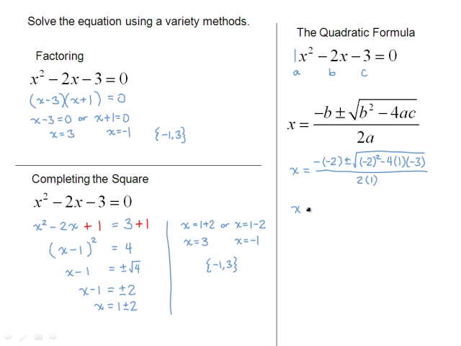Well, when we simplify it, we get negative of -2 would give us 2, plus or minus the square root of, let's see, 2 squared is 4. And then we have -4 times 1 times -3. Well, that would give us positive 12.